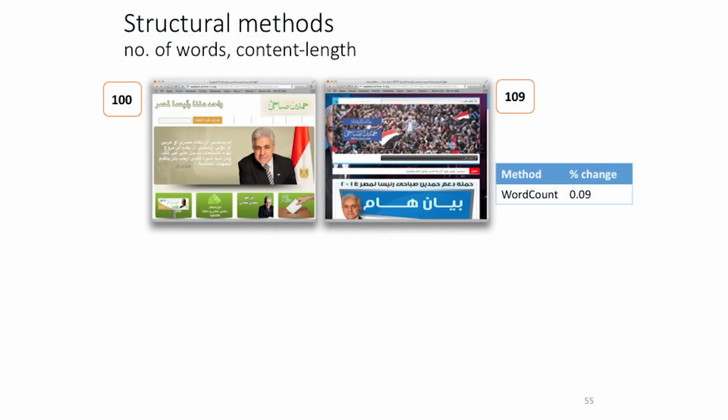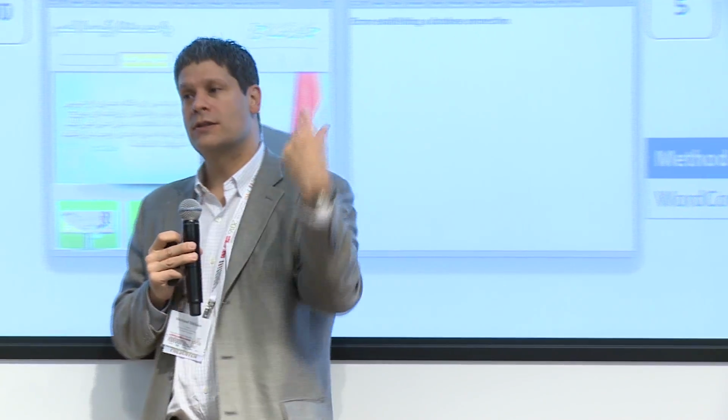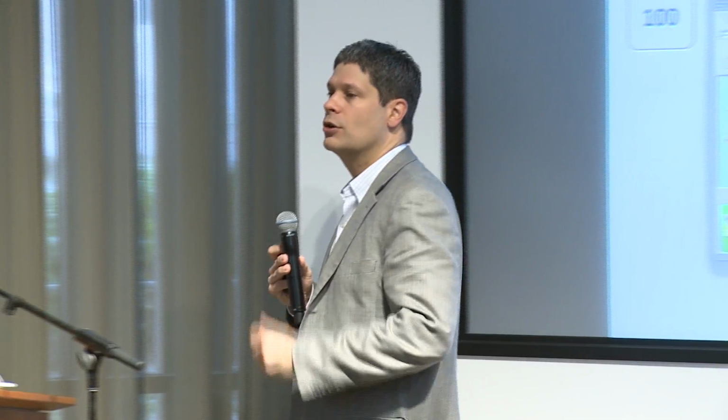Here's another version of the page. Visually it looks very different, but it's roughly the same size. Legitimate pages have a target page size. In this case, when it says there's a database error, we notice it's significantly smaller. The page has greatly shrunk in terms of the number of terms or the bytes that are sent back for just this page, and that's a clue that something's gone wrong.